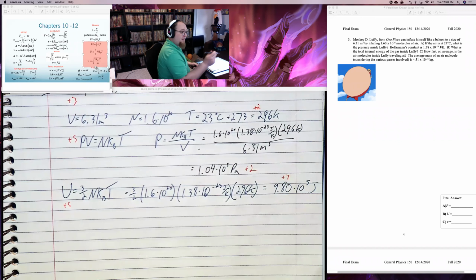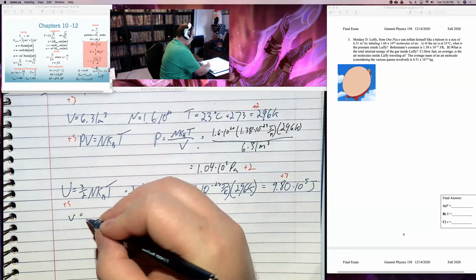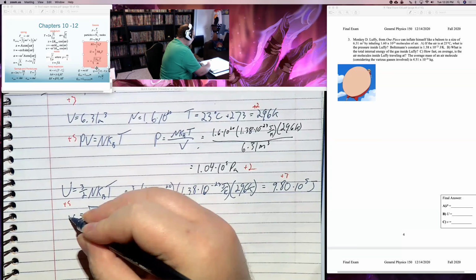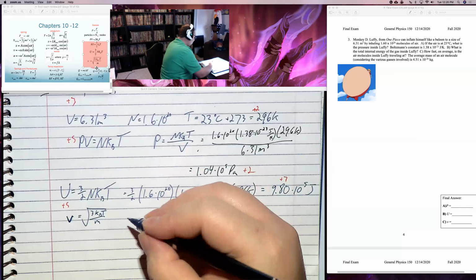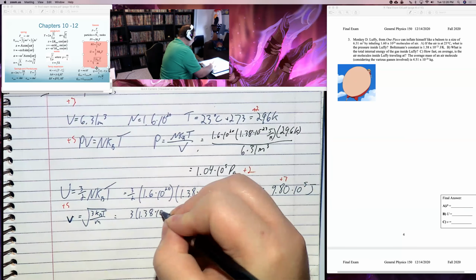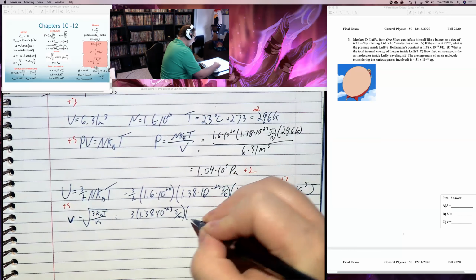I also asked for the velocity. How fast on average is the air molecule traveling? V equals the square root of 3kT over m. Keep track of your v's. Lowercase v is velocity, capital V is volume. Make sure you don't mix them up in these problems. That's a common mistake. And velocity and volume have very different meanings.